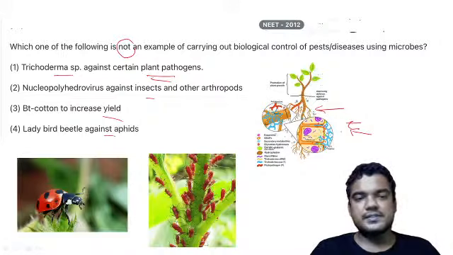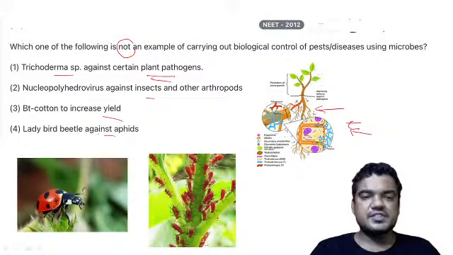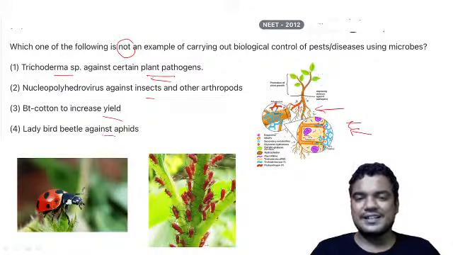So Trichoderma species, that means it is a fungus. When it is present in the vicinity of the roots, other pathogens cannot grow, so that they cannot damage the plant crop. The next one is a nucleopolyhedrovirus against insects and the other arthropods.